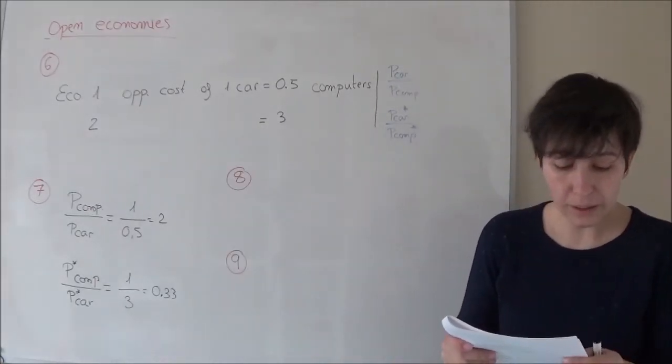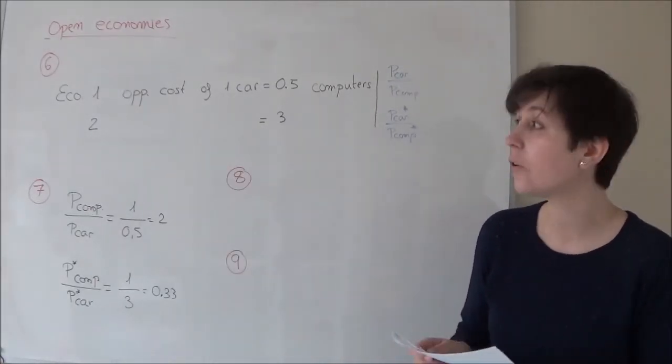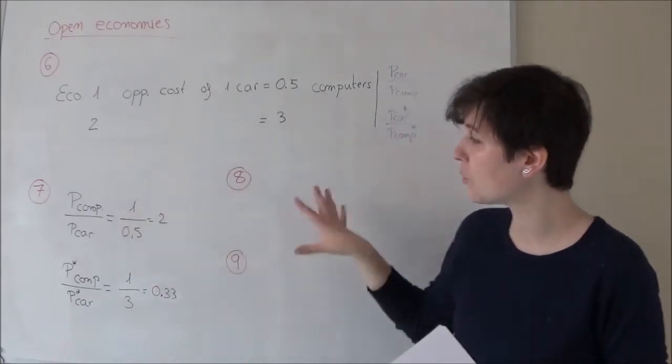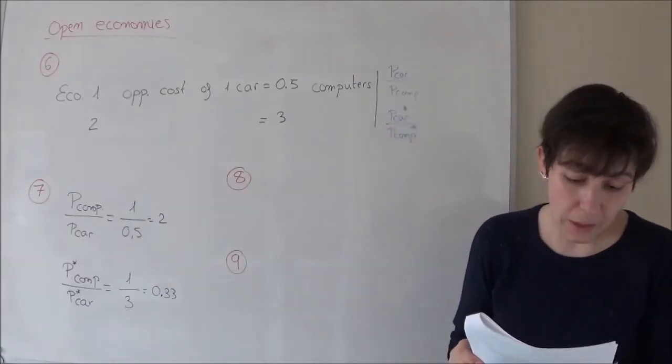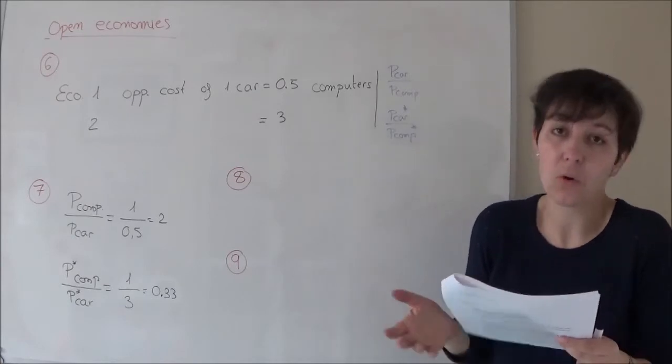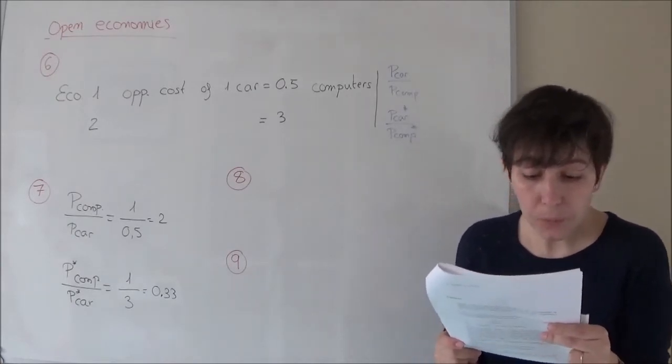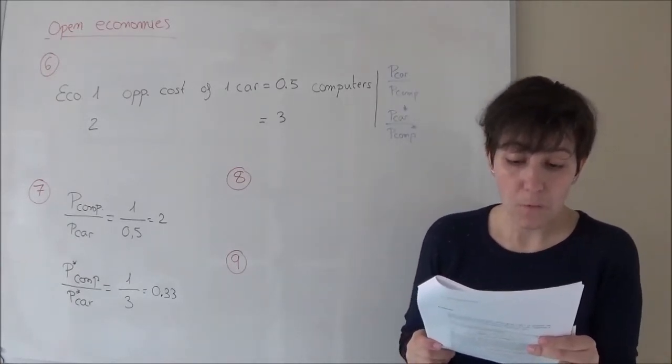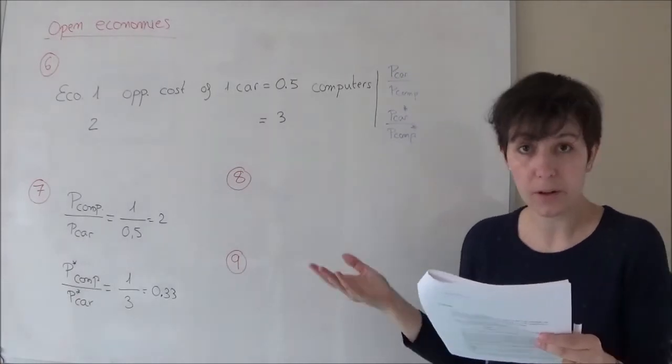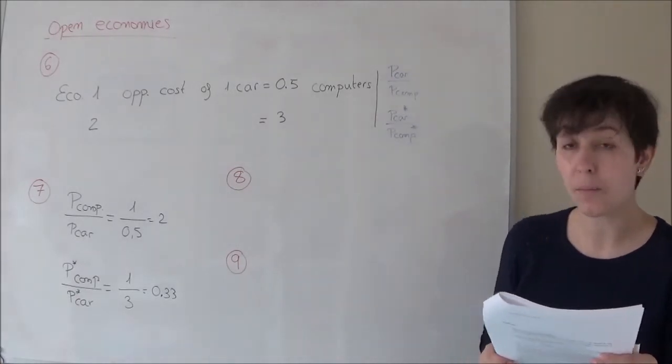Questions 8 and 9 are also connected with this previous question. That's why I'm going to continue here. Question 8 is asking us what could be the opportunity cost for economy 2, so for the foreign economy, to produce one computer.